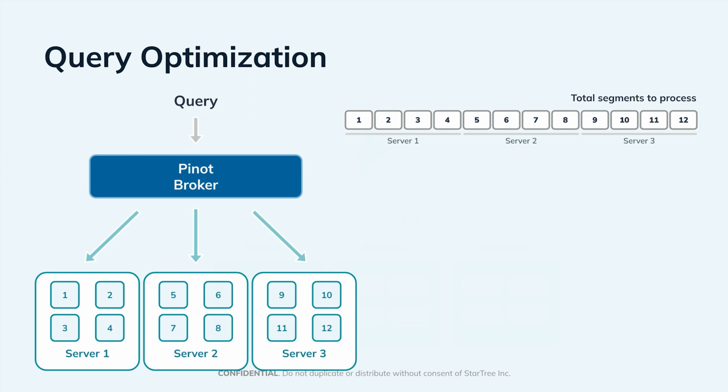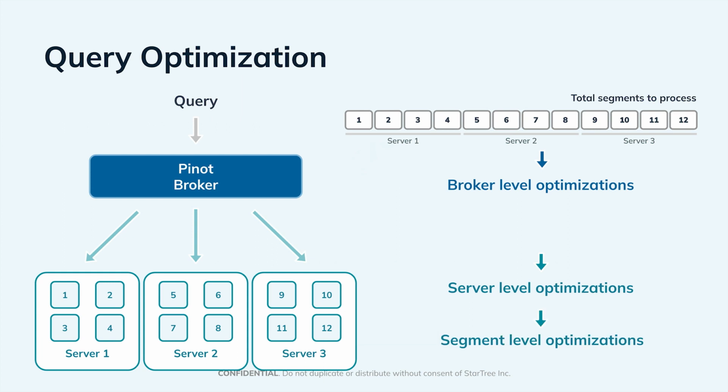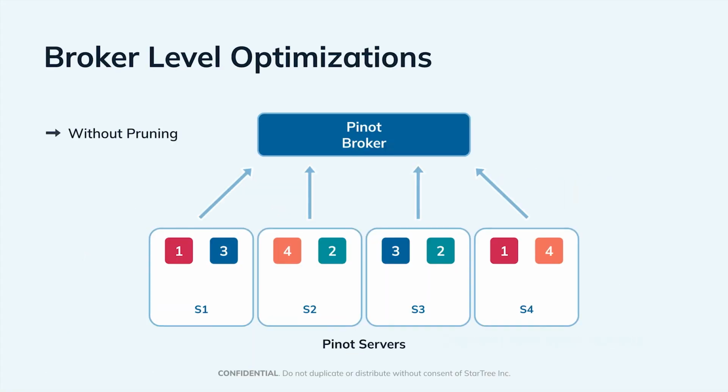So the whole purpose of optimization is to minimize the work done per query. What that means is minimizing the number of segments that we need to process, and also minimizing the number of servers that we need to process to answer a given query. As you can expect, these optimizations are applied at different levels in the cluster. Some are applied at the broker layer, some are at the server layer, and finally, the biggest optimization is actually at the segment level. In the next few slides, we'll go through each one of these optimizations in detail, starting with the broker.